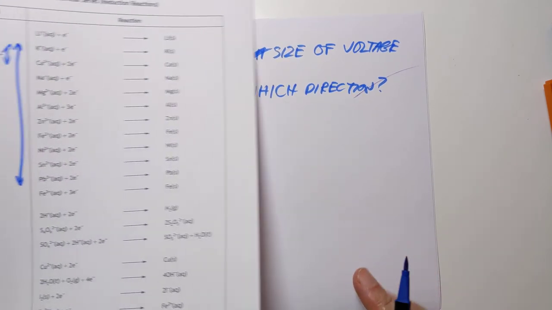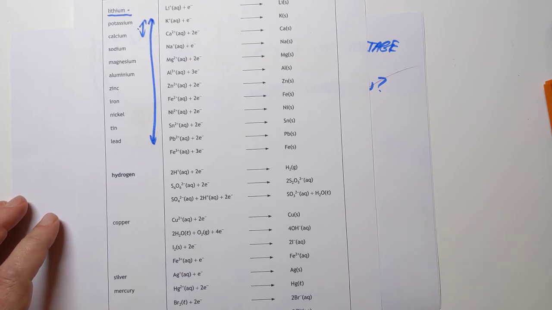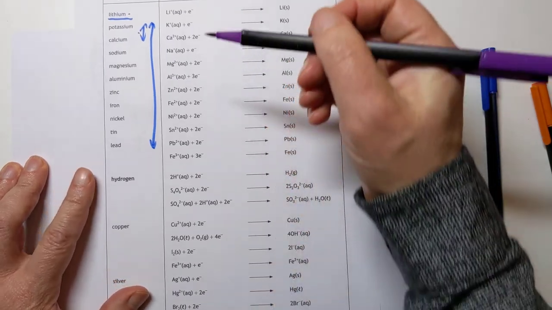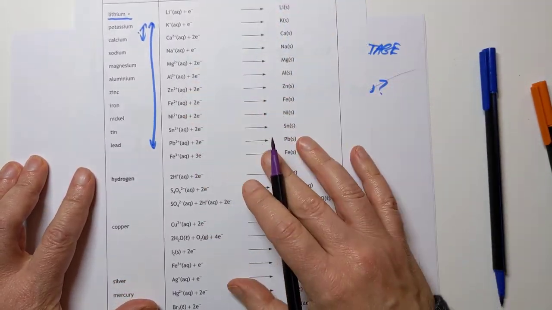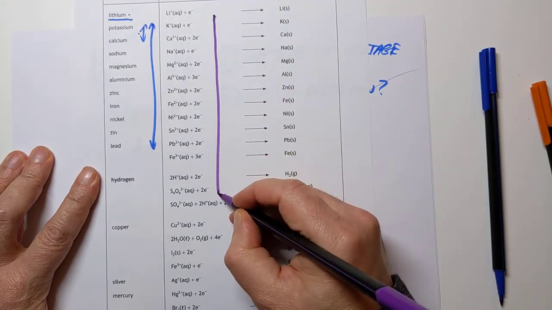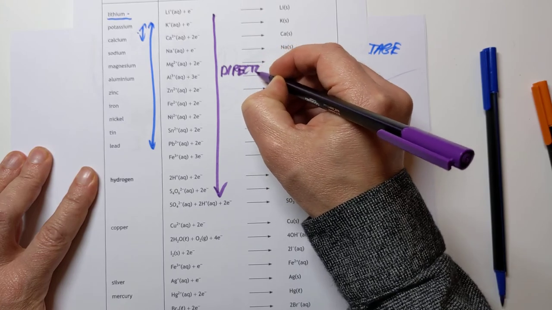The SQA love to ask this. They love to ask you to draw on the diagram which direction the electrons flow. And I made a joke with my classes. I say, this is like a beautiful waterfall. As in, a waterfall falls from top to the bottom. And that is the direction the electrons move.